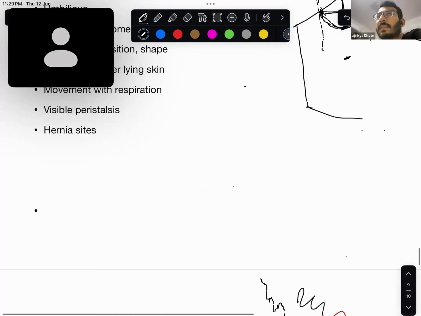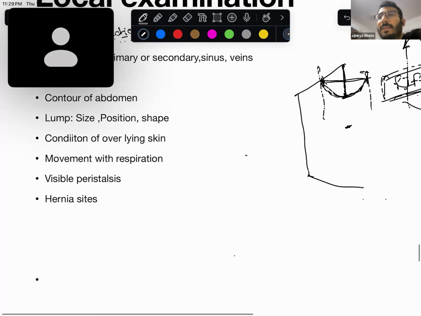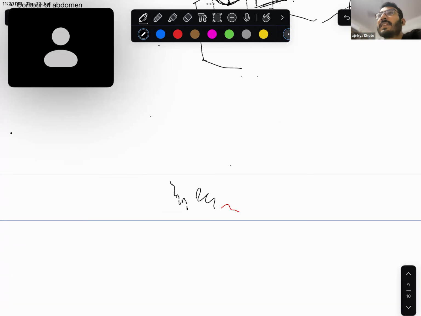Again, hernia sites are very important in any abdominal case, because that could be an etiology leading to pain. So hernia sites have to be examined, especially the inguinal hernia sites. Second thing is the genitalia. Is there any abdominal swelling, or is there any genital swelling or genital malignancy that has led to an abdominal lump?